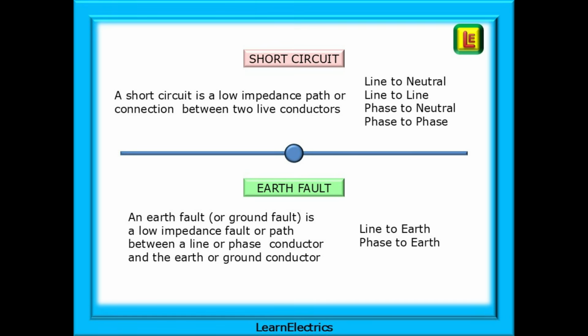An earth fault, or ground fault as some call it, is a low impedance fault or path between a line or phase conductor and the earth or ground conductor. So this will be line to earth or phase to earth. If the fault involves the earth path, we call it an earth fault. A short and an earth fault are similar. It's all in the name.